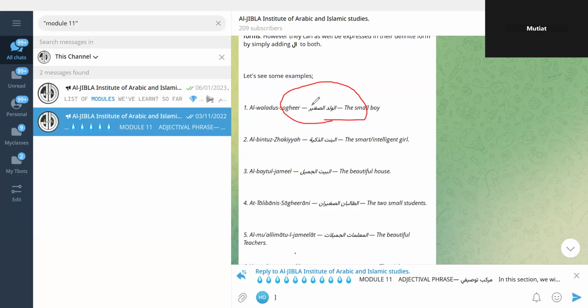This statement, الولد الصغير, is a phrase. It's not a sentence yet. But can you change it to a sentence to mean the boy is small? All right, I'm waiting. How do you change الولد الصغير to a sentence? جملة اسمية. You just have to change something or remove something there to make that phrase become a sentence immediately.